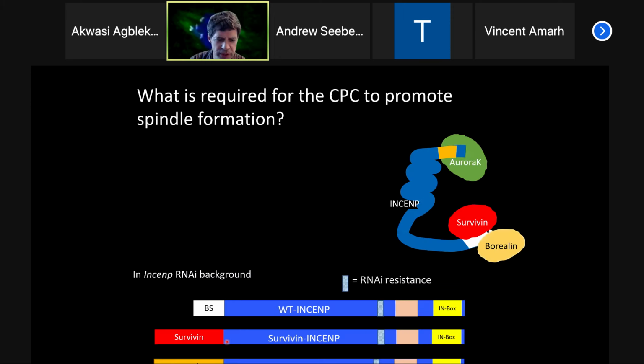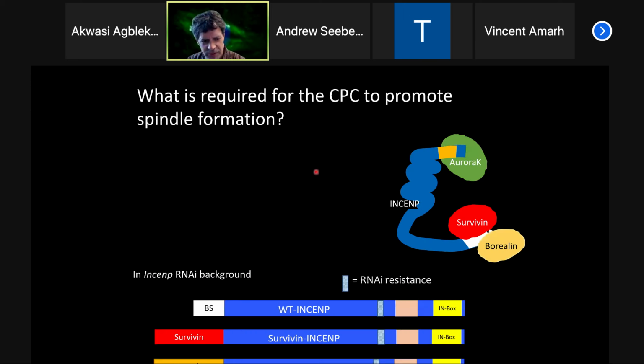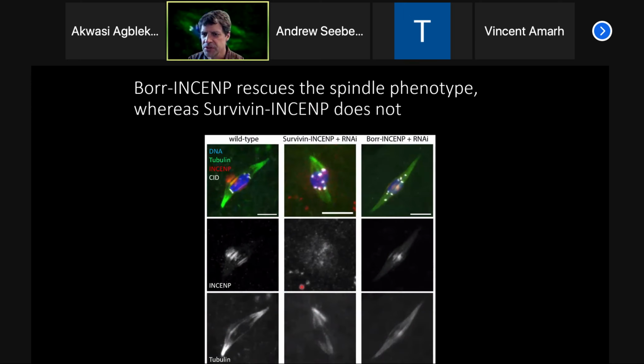I apologize for the Drosophila nomenclature. The targeting subunit in red here, I called borealin, but survivin is also known as deterin in flies, so you'll see me call it that. Borealin is a separate subunit. I just mixed up my terms there. See how hard this is to do.